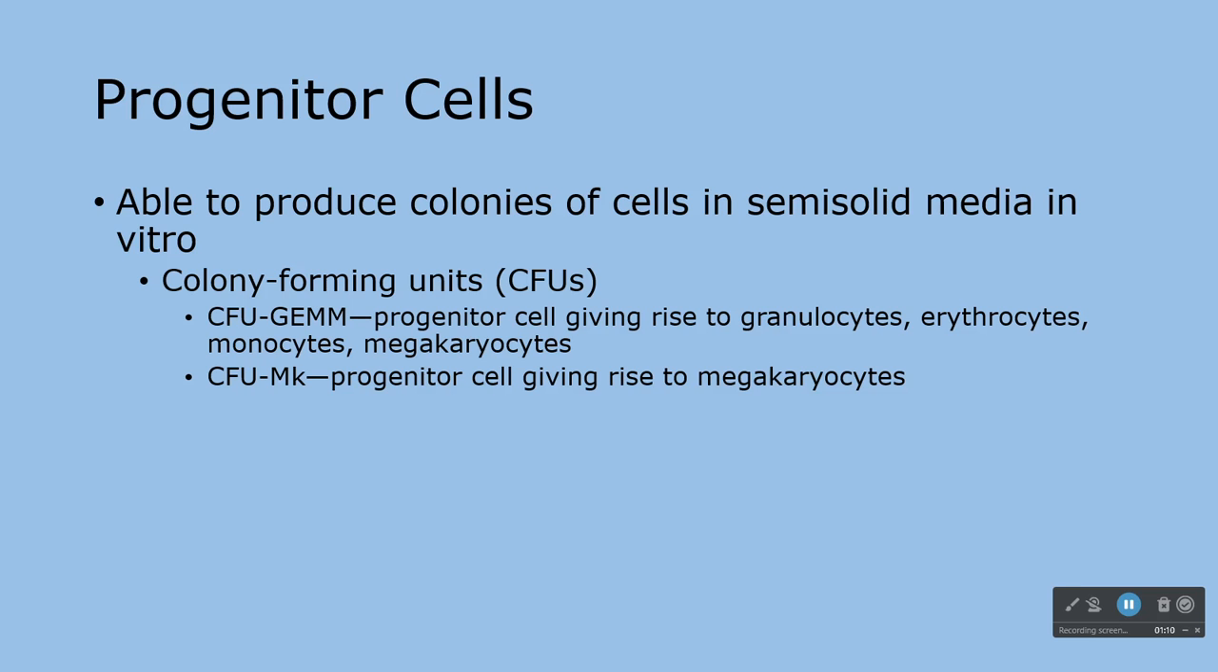So two colony-forming units that you guys need to be familiar with. You do need to know these two, okay? GEMM, okay? Granulocyte, erythroid, myeloid, megakaryocyte, monocyte is what that stands for, okay? I said myeloid, but the G gets the myeloid because it's the granulocytes, okay? Granulocyte, erythrocyte, megakaryocyte, monocyte, okay? So this particular group of cytokines, known as colony-forming units, influences these, okay? Then you have MK, which is megakaryocytes.